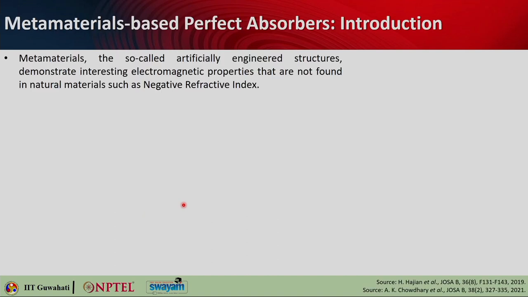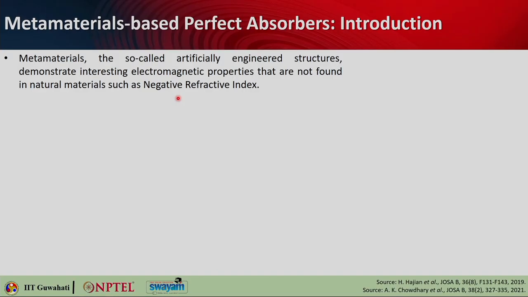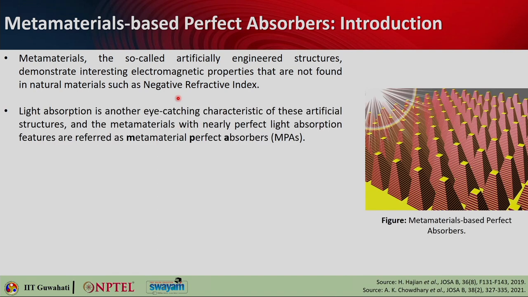So when we talk about metamaterials, the first thing that comes to our mind is that these are basically artificially engineered structures, where the unit cell is designed in such a way that it can give rise to some extraordinary properties which are not found in natural materials. And the first thing that comes to our mind will be the negative index material, right? Negative refractive index. But that is not all. When you think about other applications of metamaterials, one most important application is towards light absorbing.